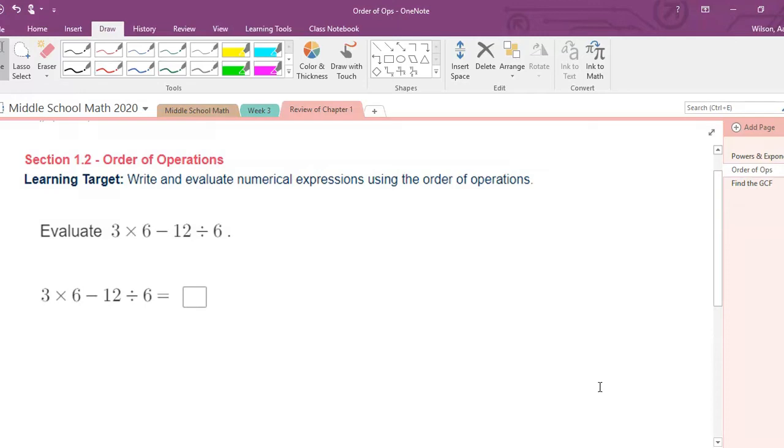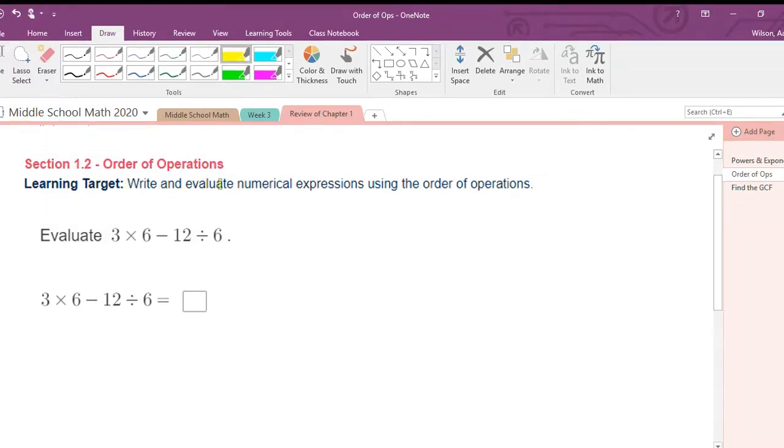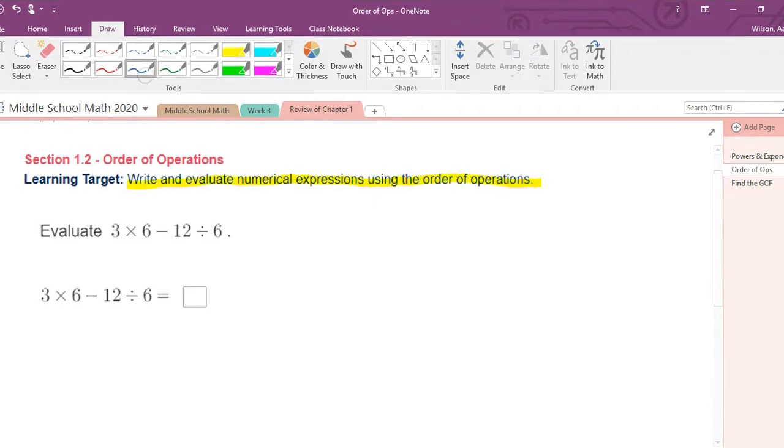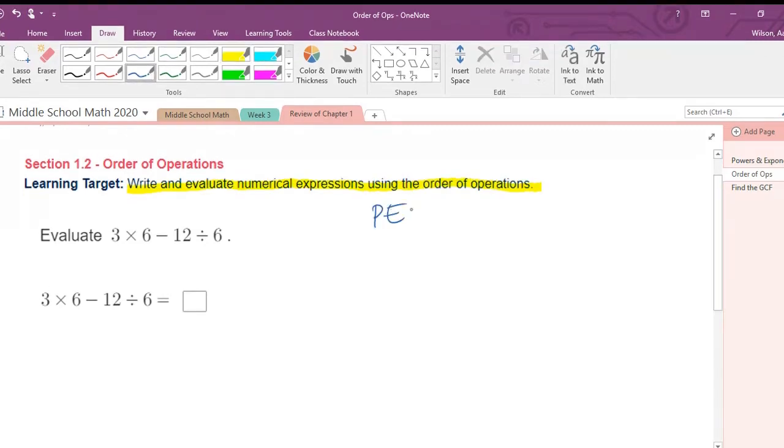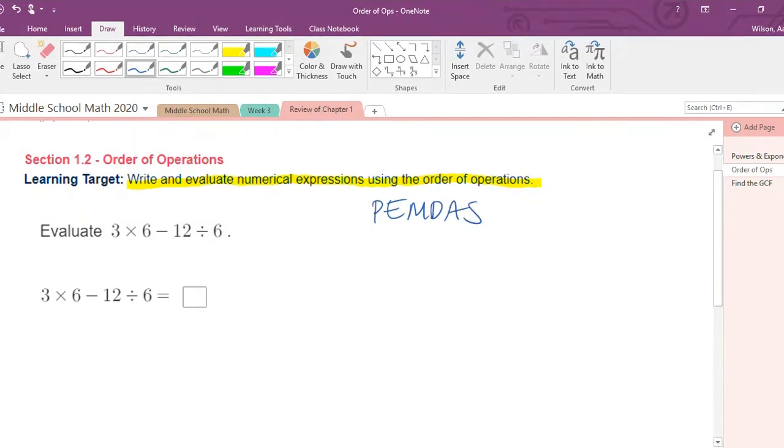In this video, we are going to be writing and evaluating numerical expressions using the order of operations, otherwise known as PEMDAS: parentheses, exponents, multiplication, division, addition, subtraction. So here's our first problem.